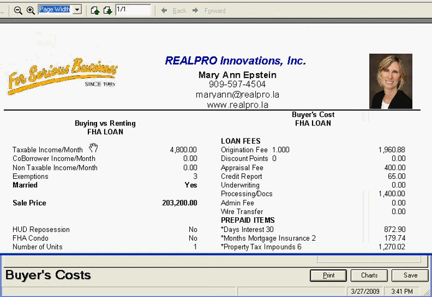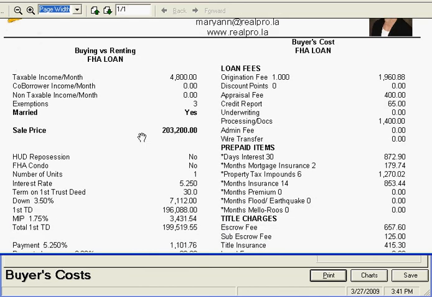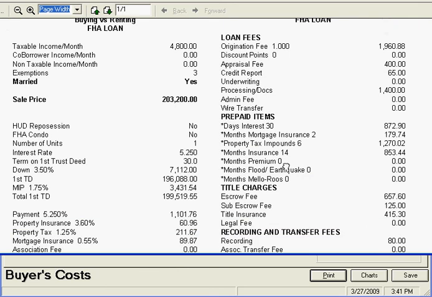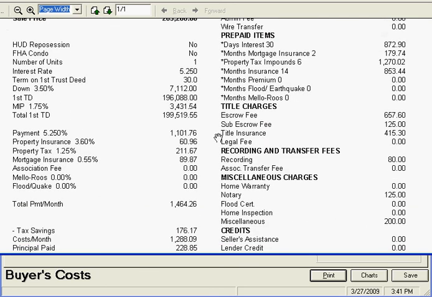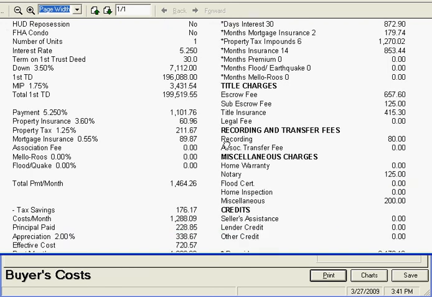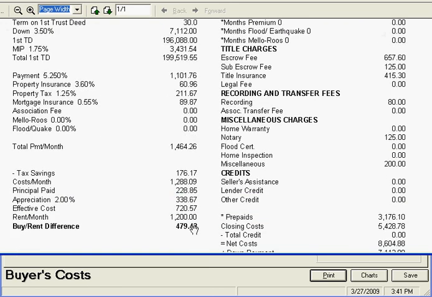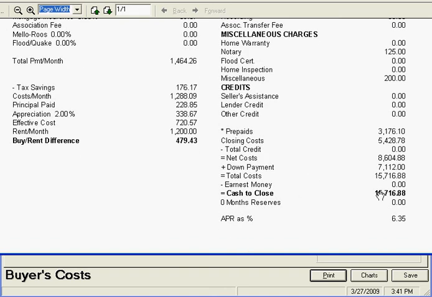And now you see we have buying versus renting. Here's your sales price, $203,200. Your down payment, your loan, your MIP, all of the details, including the information that's specific to buying versus renting. Your cash to close, $15,716.88.